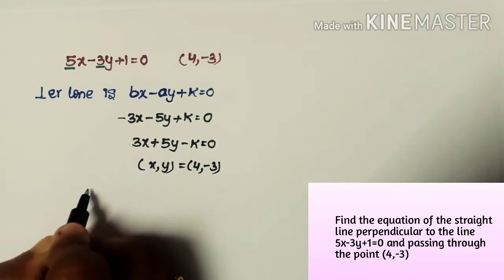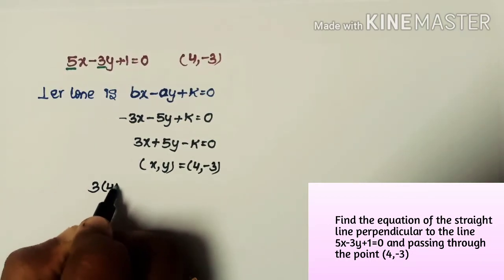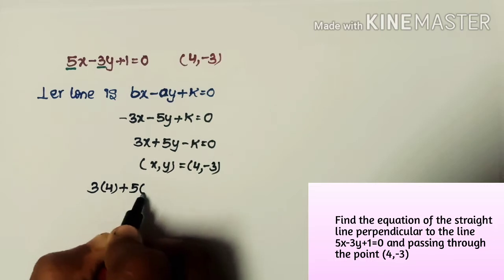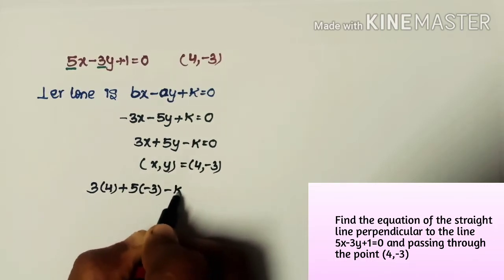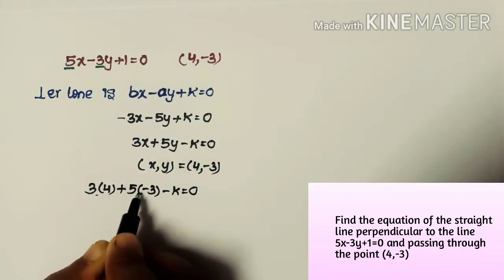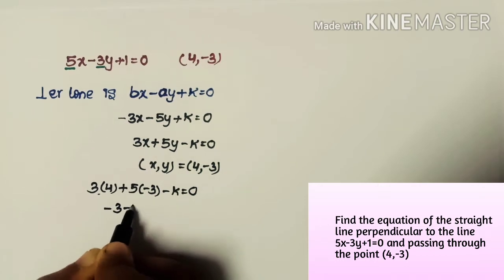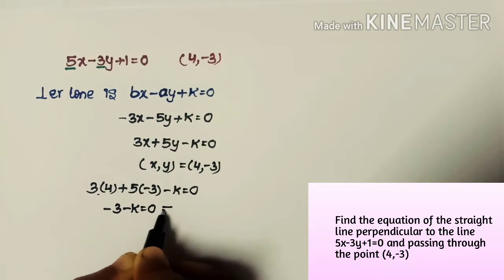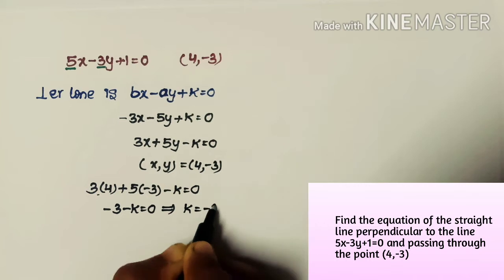Then we get 3 into 4 plus 5 into -3 minus k is equals to 0. That is 12 minus 15 minus k is equals to 0. Then the value of k is equals to -3.